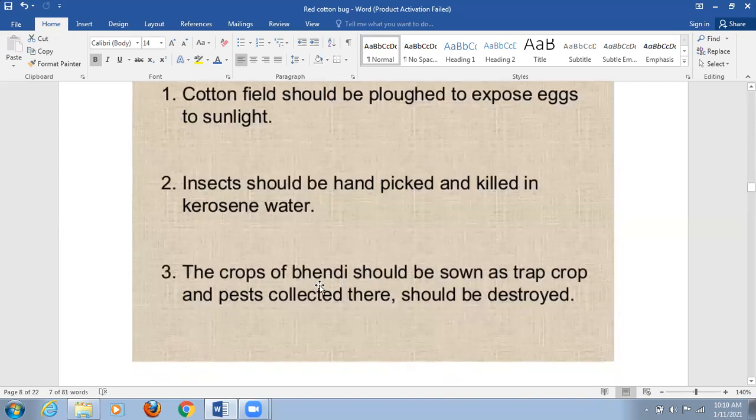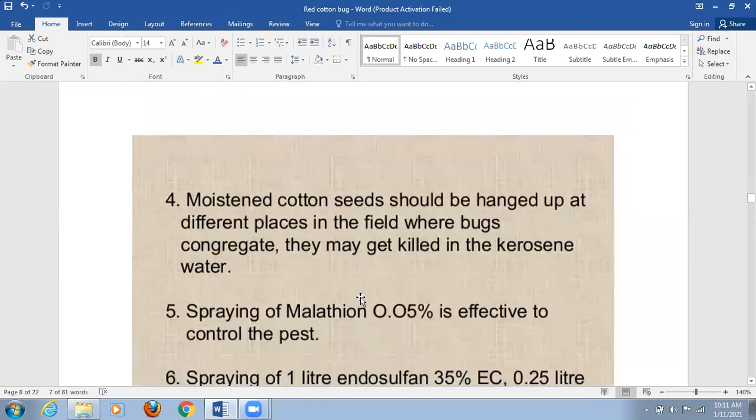Third, a crop of bendi should be sown as a trap crop, and pests collected there should be destroyed. We know that if a crop of bendi is there in between the cotton, it is a trap for this red cotton bug. So they are collected and destroyed. Crop altering is again a traditional strategy to control this red cotton bug.